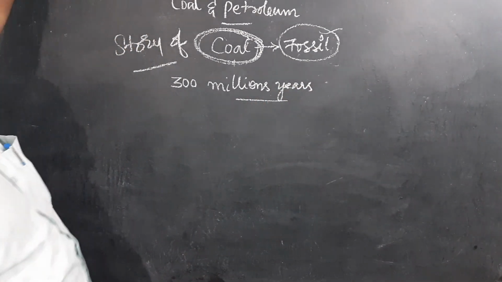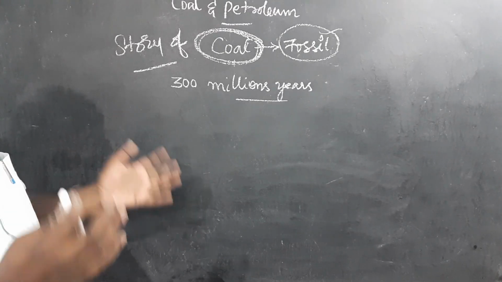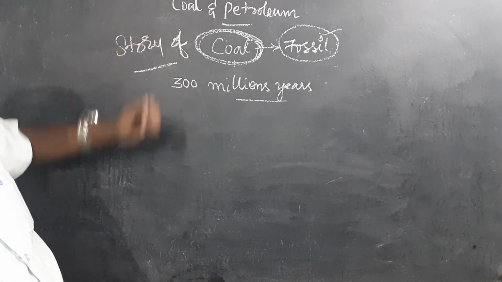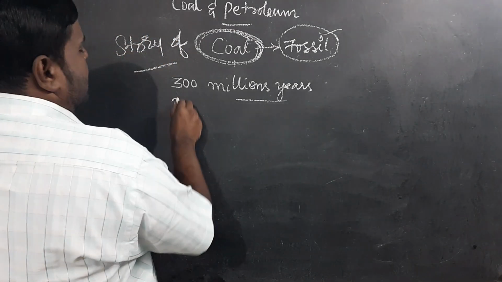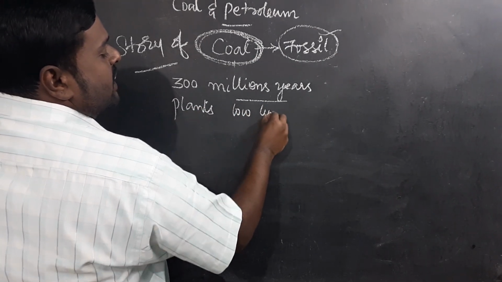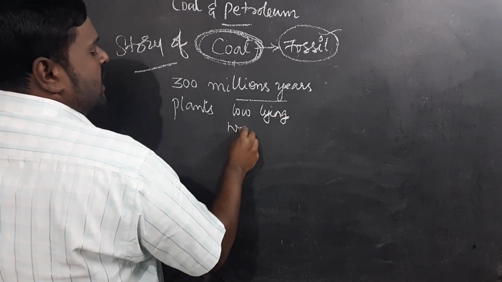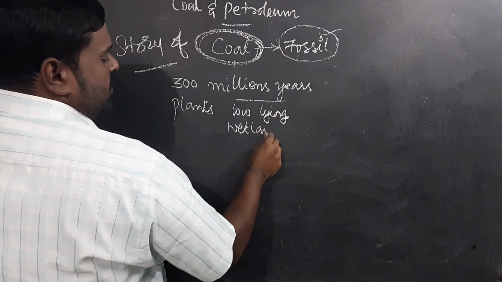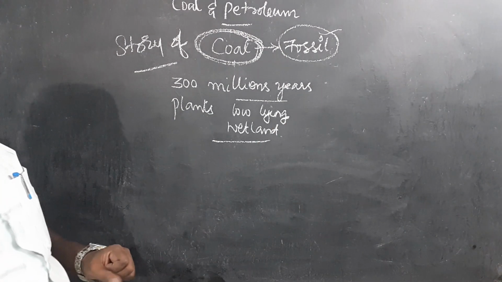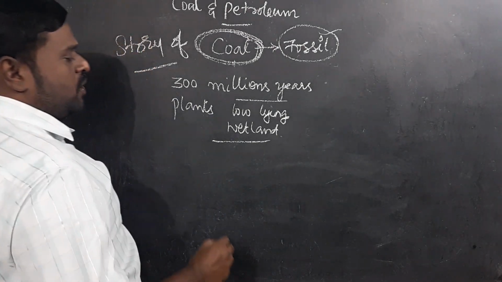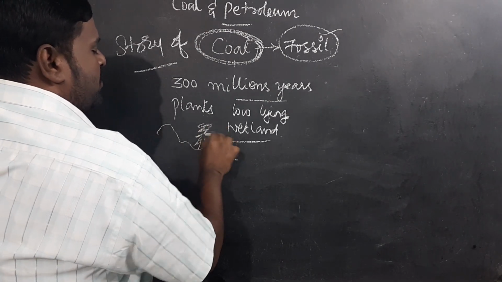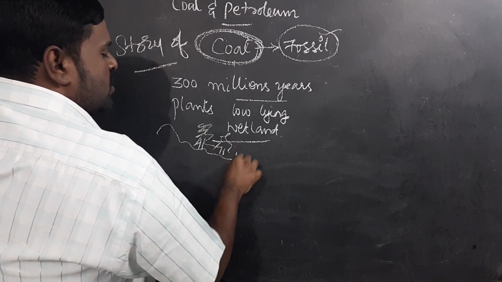See, after the formation of the world, about 300 million years back, the plants present in low-lying wet areas, wetlands, due to some natural calamities. For example, low-lying means now you have mountain ranges, you have glaciers. Here you have plants, trees, everything. Okay, so what happens here?